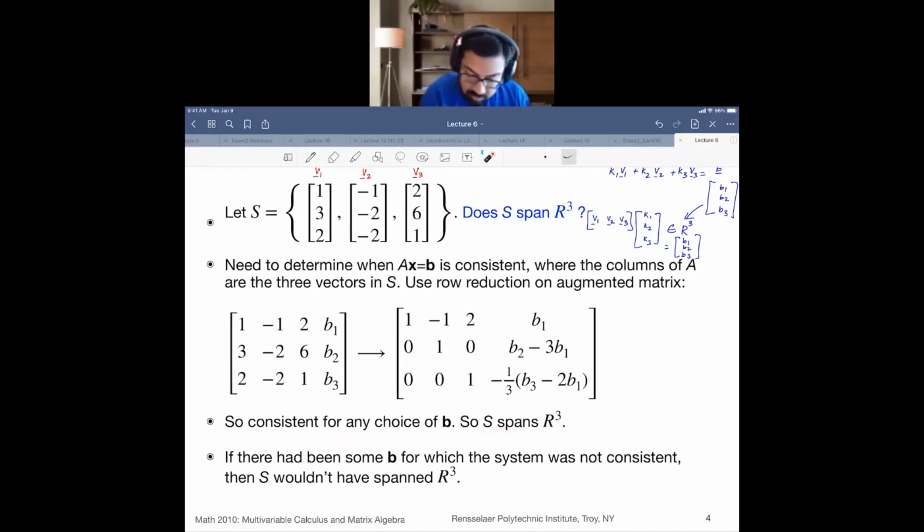However, if you notice here, if this guy was a 0, then we would have a constraint on this. So we would need that to go to a 0, which means that now it's not going to span all of R cubed. The span of that is going to be limited to certain values of B1, B2, B3, because that has to be a 0 in that case. So if there had been some B for which the system was inconsistent, that B should have this going to a 0, then S wouldn't have spanned R cubed.